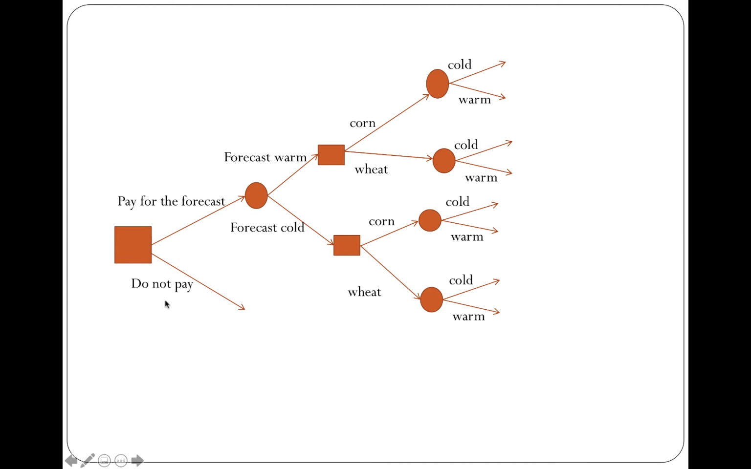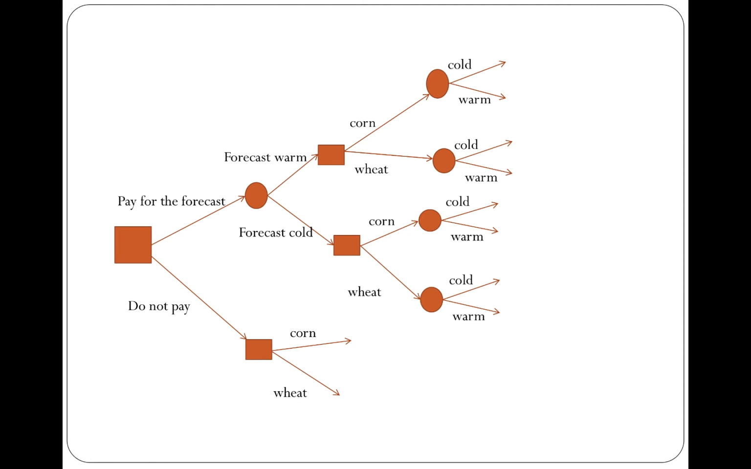If we decide not to pay for any forecast at all, what is next? We still have to decide if we are going to plant corn or wheat, and based on each one of the decisions, we may observe two possible outcomes. If the actual weather is going to be cold or warm, under each one of these scenarios, we may observe a different yield. So far we have the structure of the decision tree.